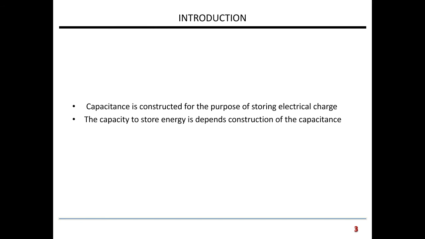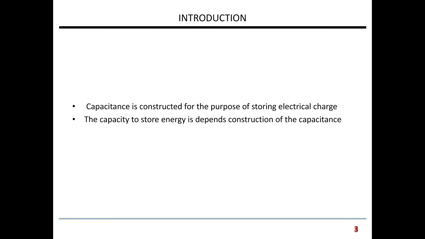So, introduction to capacitance. What is capacitance? Capacitance is constructed for the purpose of storing electrical charge. That is the main purpose of construction of capacitance. So before going to know about the capacitance, why is the capacitance constructed? It is constructed for the purpose of storing electrical charge. The capacity to store energy depends on the constructional details of the capacitance. So what are those constructional details? We will discuss later. The capacity of storing energy depends on the construction of the capacitance.